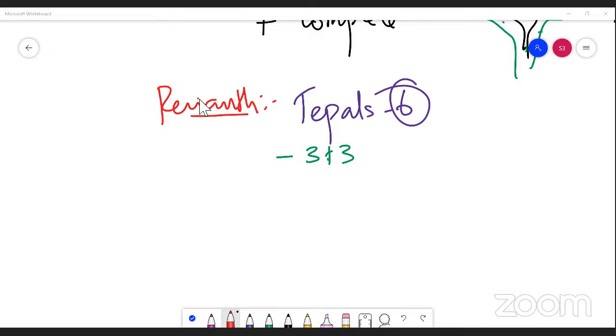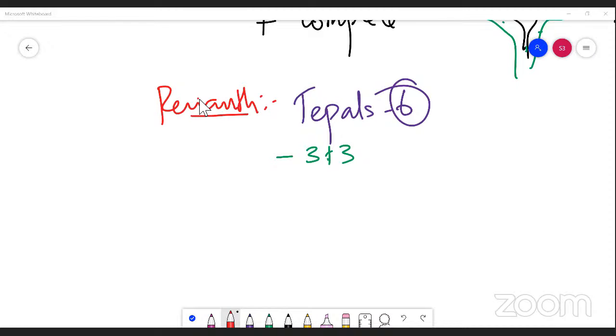6 tepals. How are they arranged? By 3 by 3. That means 3 tepals are arranged in one layer. The remaining 3 tepals are arranged in another layer. Okay, then what is its arrangement?